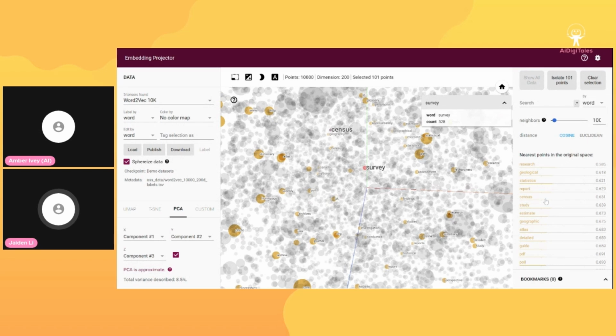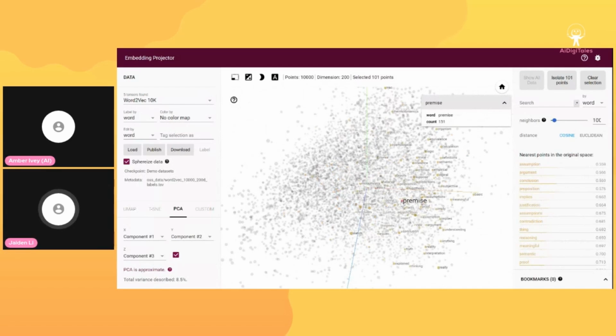So you can see you might expect research, but you probably wouldn't expect geological next to survey. The reason for that is probably because the AI has been trained on a lot of data that uses these two words next to each other. So like a geological survey, if a lot of texts have that specific phrase, then that explains why geological is so close to survey. So playing around with this tool is always fun, just to see what AI learning actually sort of looks like.